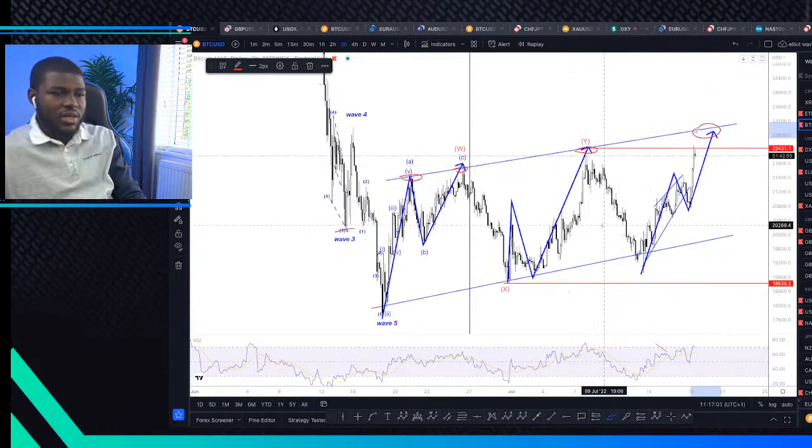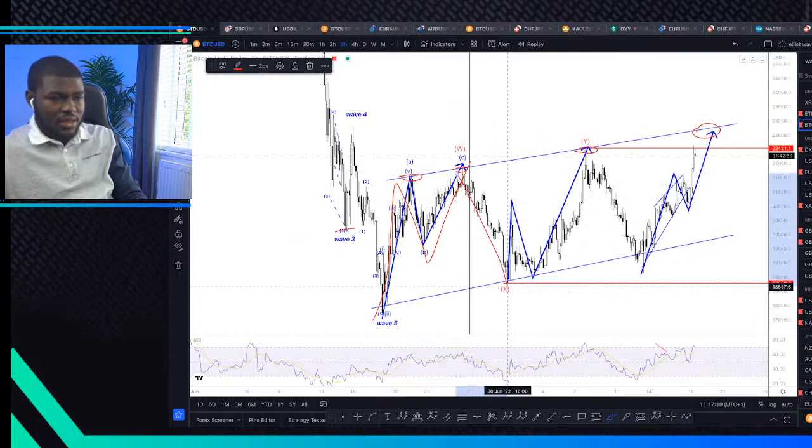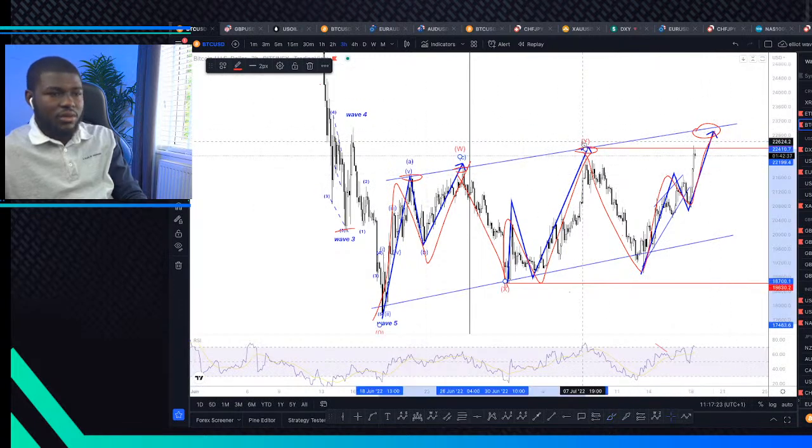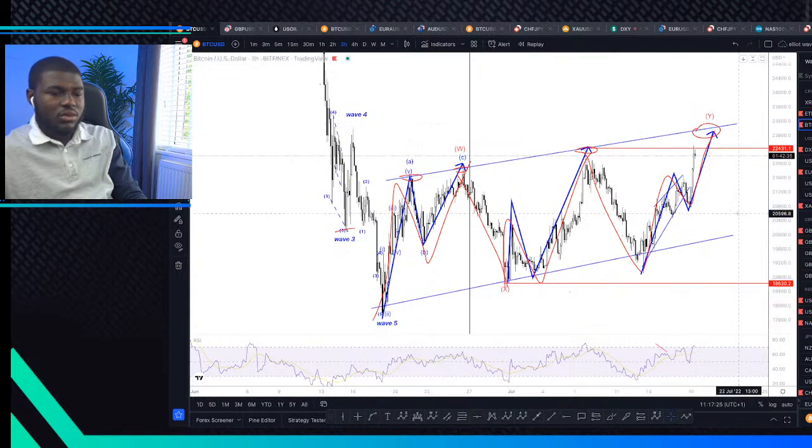Okay, then we can now say WXYZ has completed. The whole of this zigzag will be taken as W, and this is X as labeled. This ABC will be the first leg of Y, this will be the second leg of Y, and this ABC will now be the third leg of Y. Then I will bring my Y labeling and put it somewhere around here.